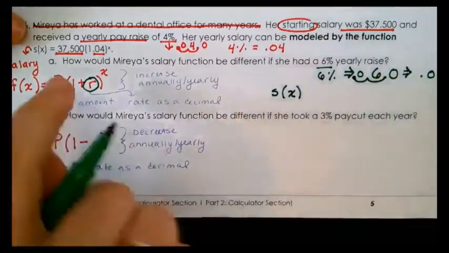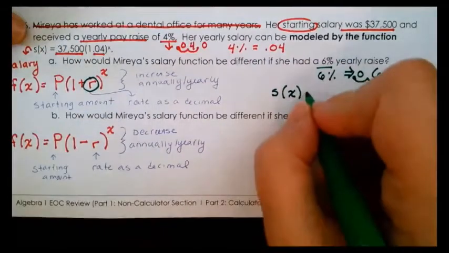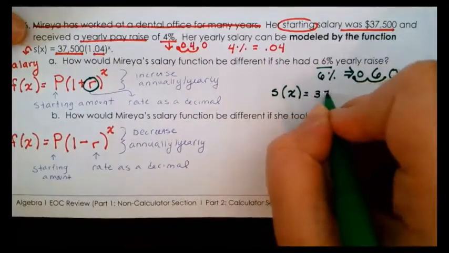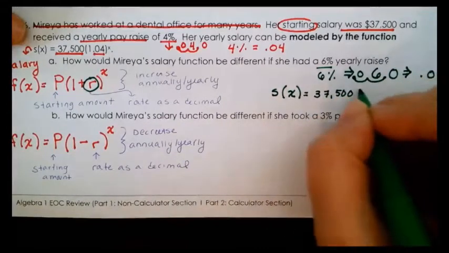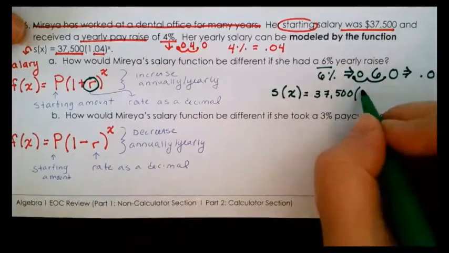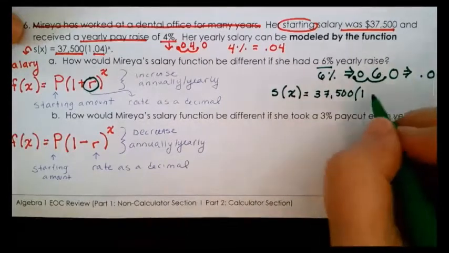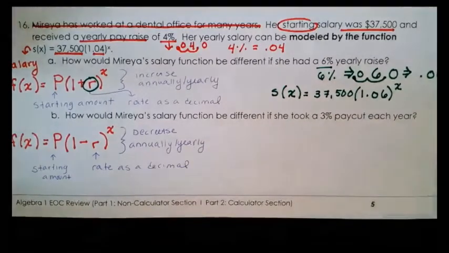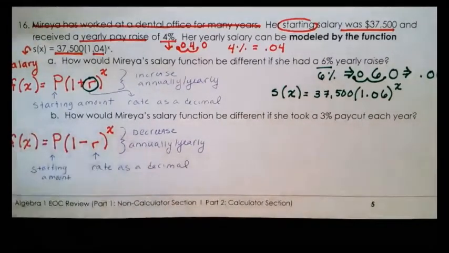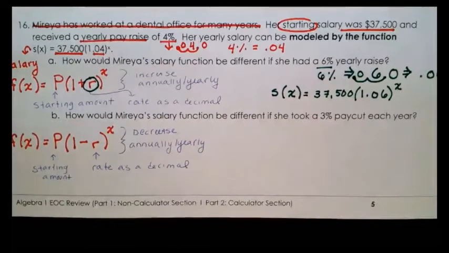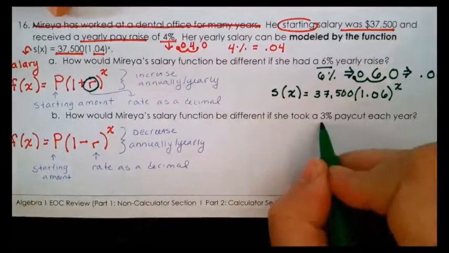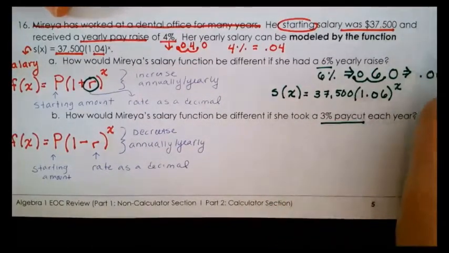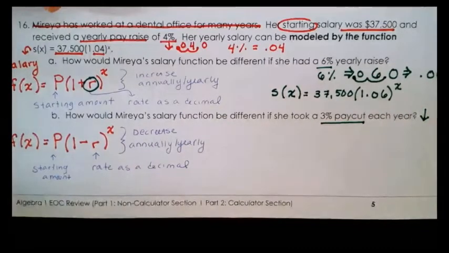So your function would look more like this. S of x, because they used S instead of F, equals 37,500, parentheses, 1 plus 0.06, so it's 1.06, to the x power. Part B, how would Maria's salary function be different if she took a 3% pay cut? So that means it's going down. You're decreasing every year. I don't know why you would want to stay at that job, but you would be taking a pay cut each year.